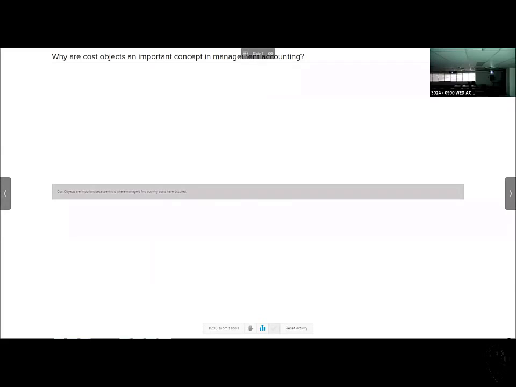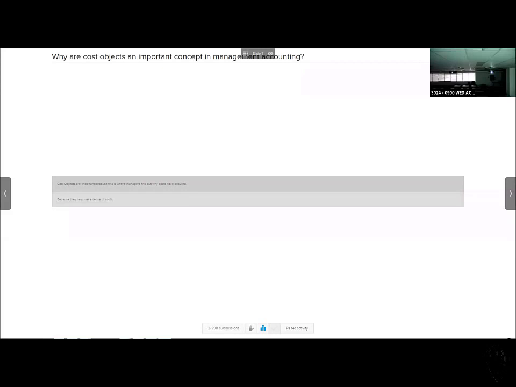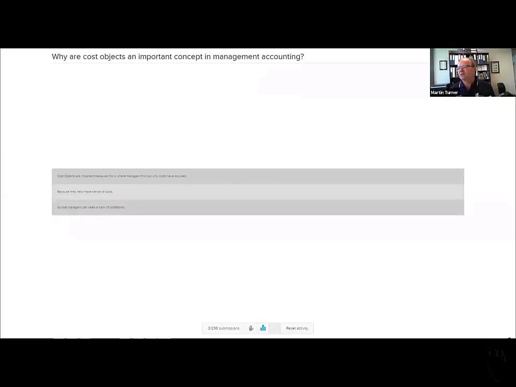Oh, we've got one submission, 58 people. It seems like quite a simple idea, this idea of cost objects. Any aspect of a firm, we want to know its costs. So we have this idea of attaching costs to different cost objects in a firm. Why is that such an important concept? I'll give you 10 more seconds.